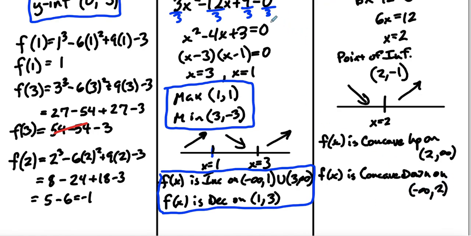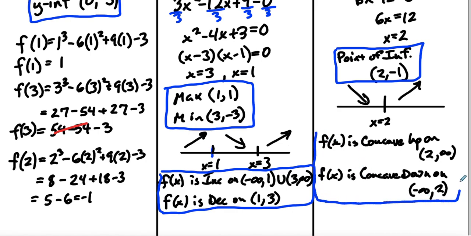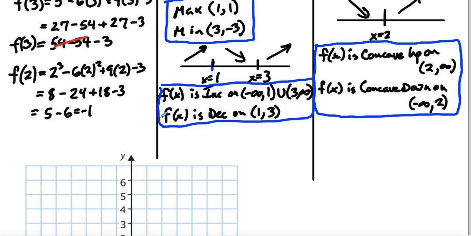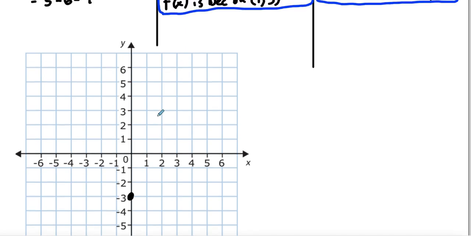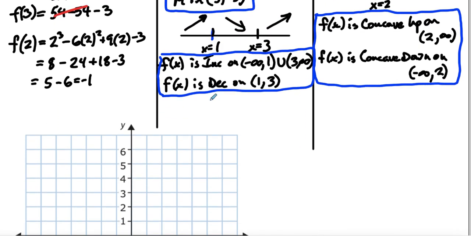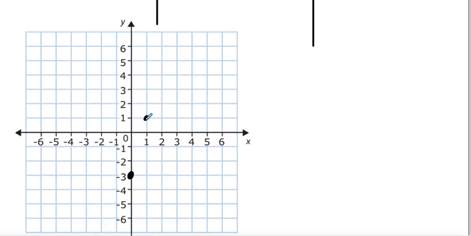Okay, now we have all of our useful information here, right? We got our point of inflection, we got our maxes, mins, we even have our y-intercept from way back at the beginning of this, right? So now we're going to take all of that and we're going to graph it. So the first thing I would do is go down here and I'm going to say, okay, well, I know that my y-intercept is 0 comma negative 3. I also know that I have a max at 1 comma 1 and a min at 3 comma negative 3 over here, right? I also had that point of inflection, which is 2 comma negative 1.